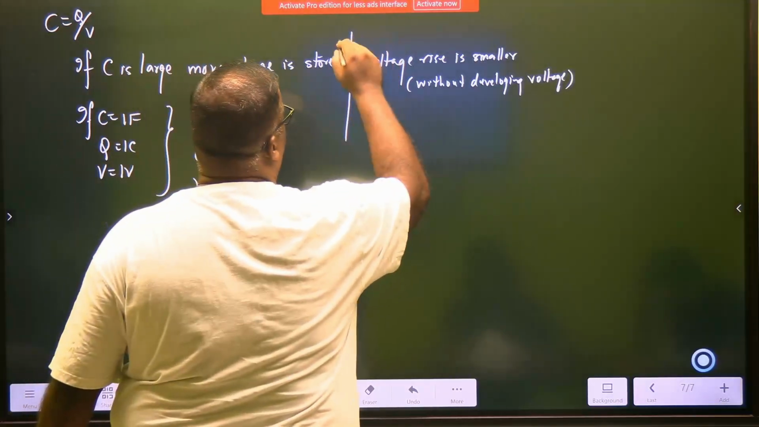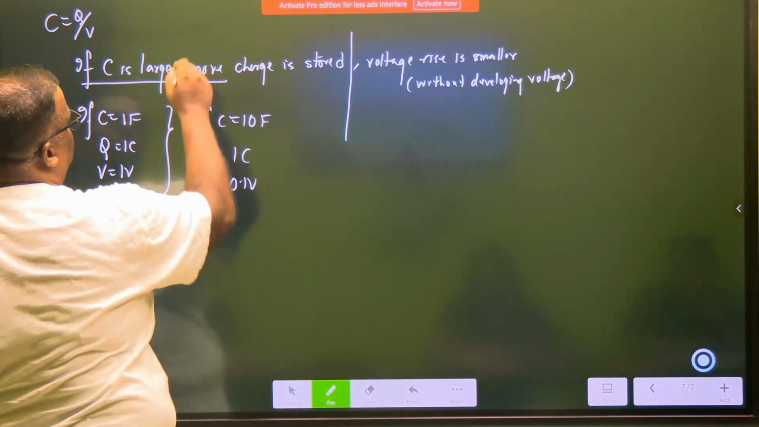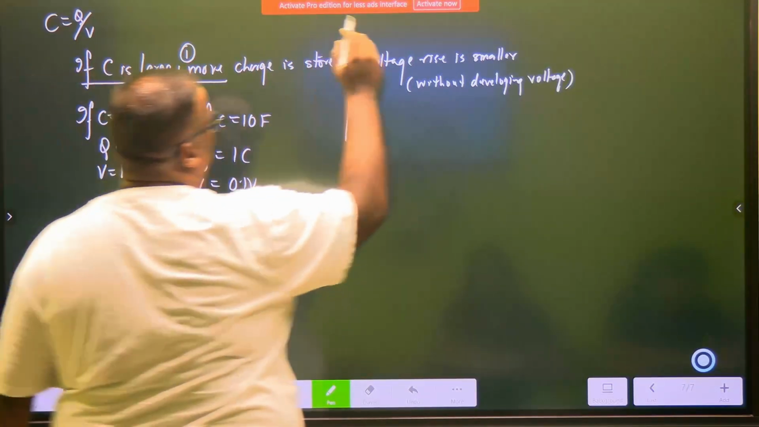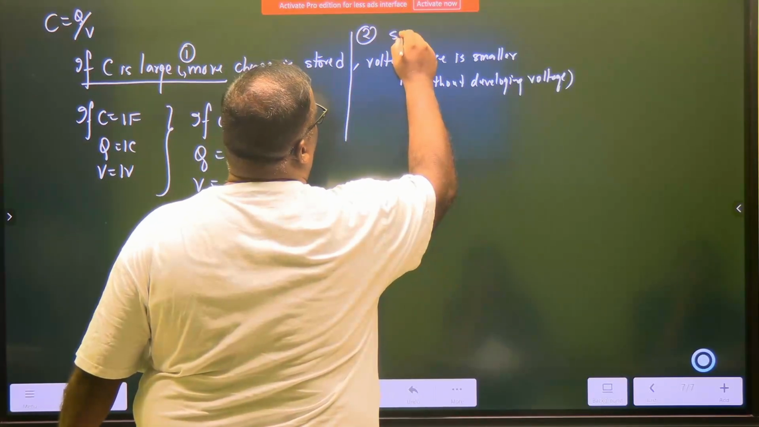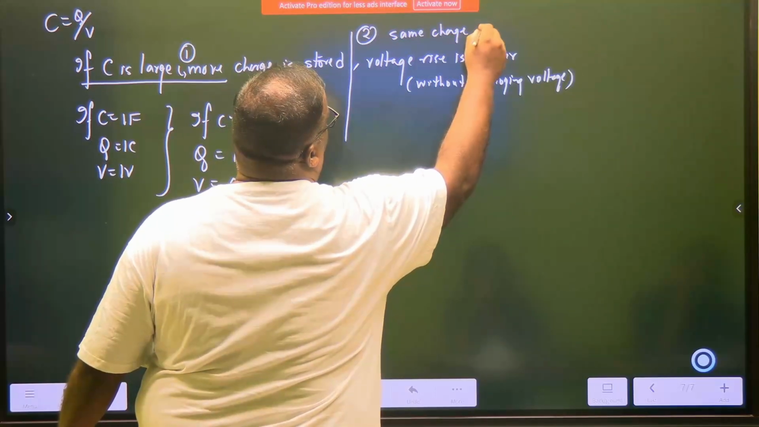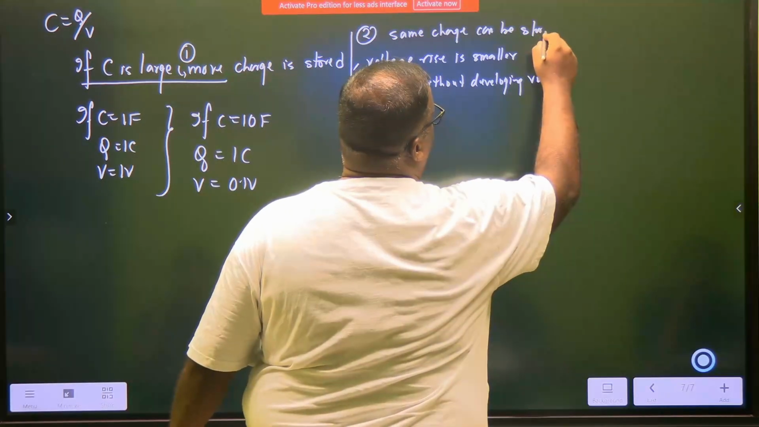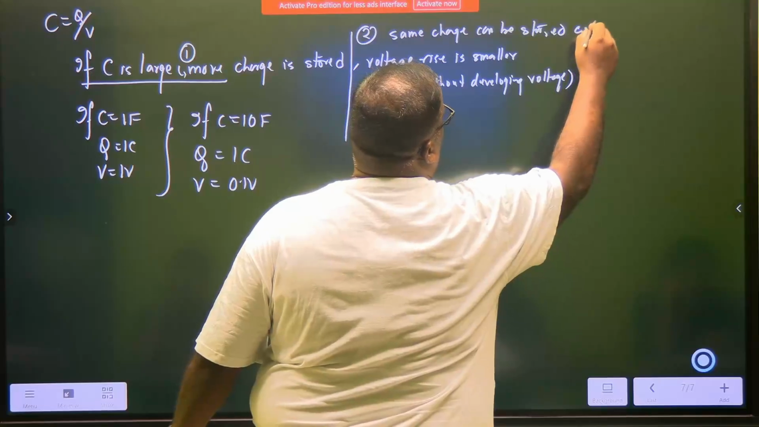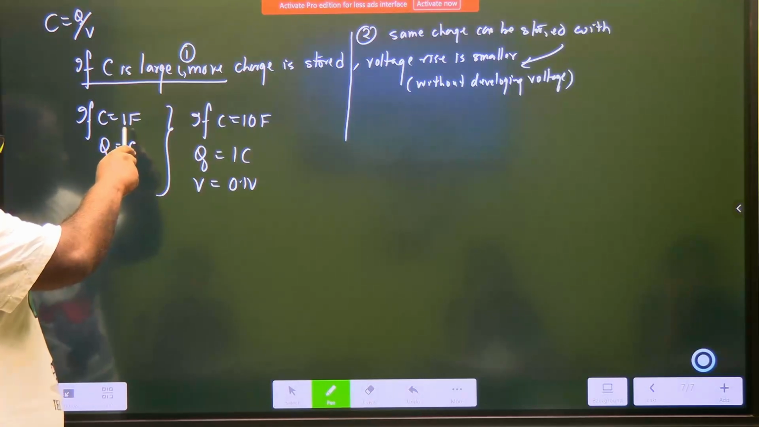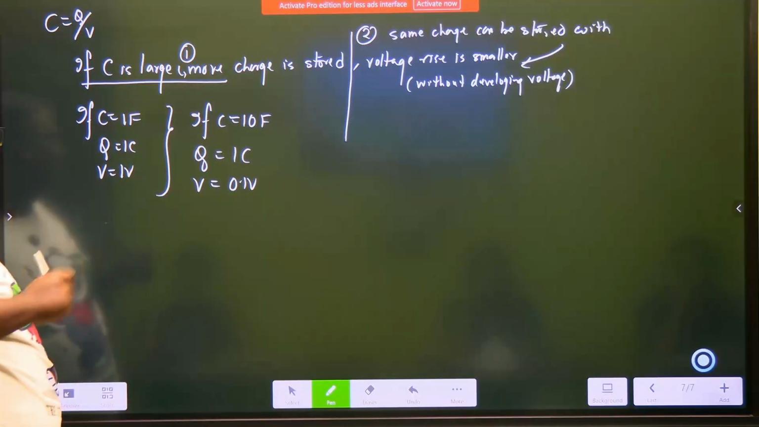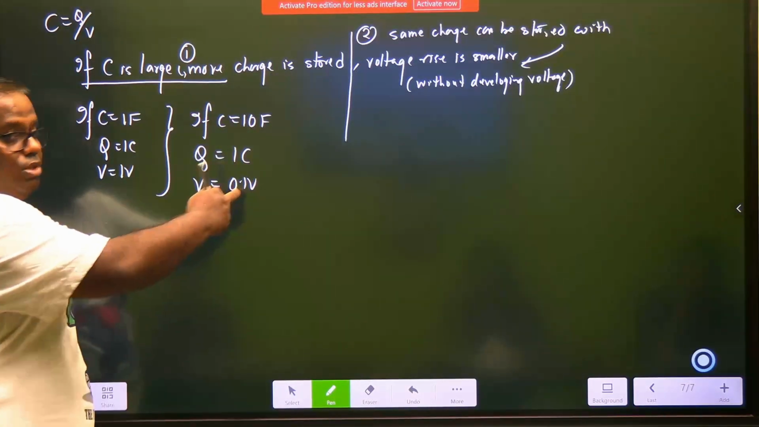This is one option. Second option, we can say, if C is large, this is option 1: more charge is stored. Option 2: the same charge can be stored with less voltage rise. That's what you did. See, when C was 1F, to store 1 coulomb, you need a voltage difference of how much? 1 volt. When C is 10F, you can store the same 1 coulomb with 0.1 volt.